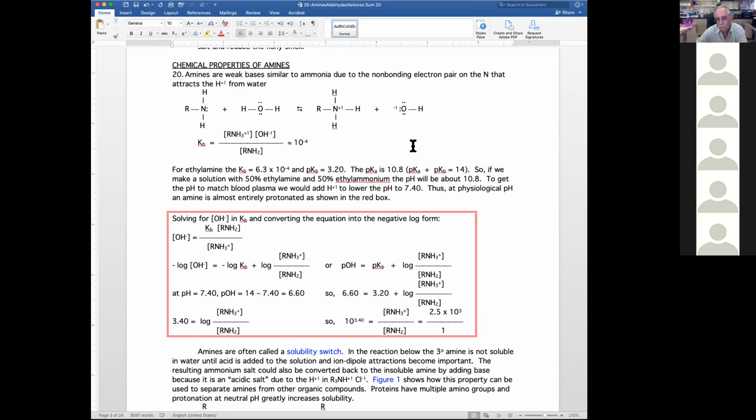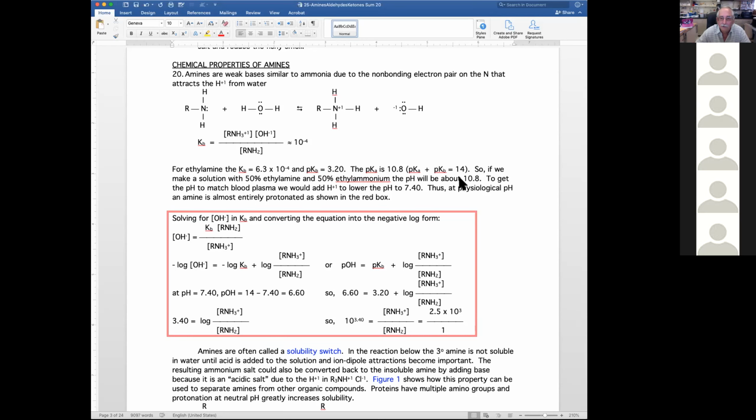So I don't know what you know about this, but if the pKa is 10.8, and you made a solution that was 50% the base form and 50% the acid form, the pH would be 10.8. Okay. So what would it look like to match the blood plasma pH, which was somewhere around 7.4? A 50-50 mixture of the acid form and the base form would give you a pH of 10.8.